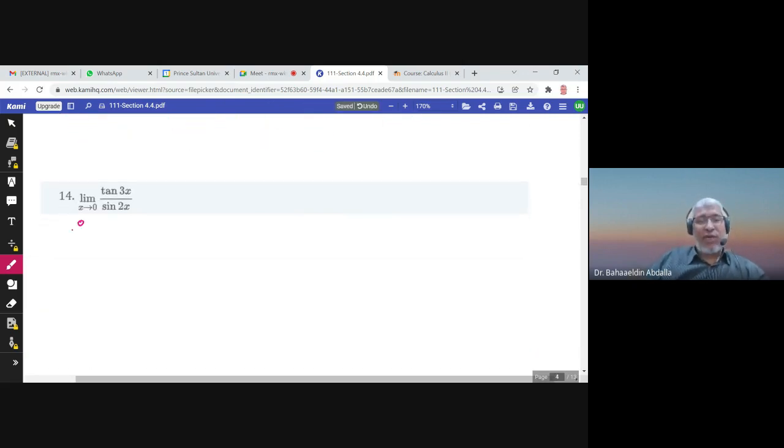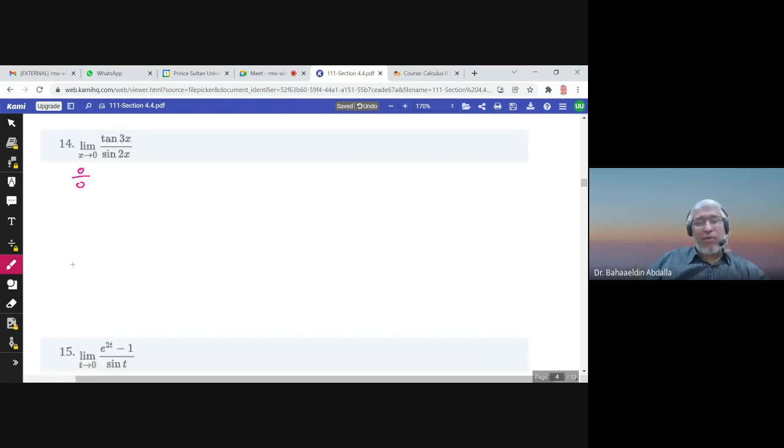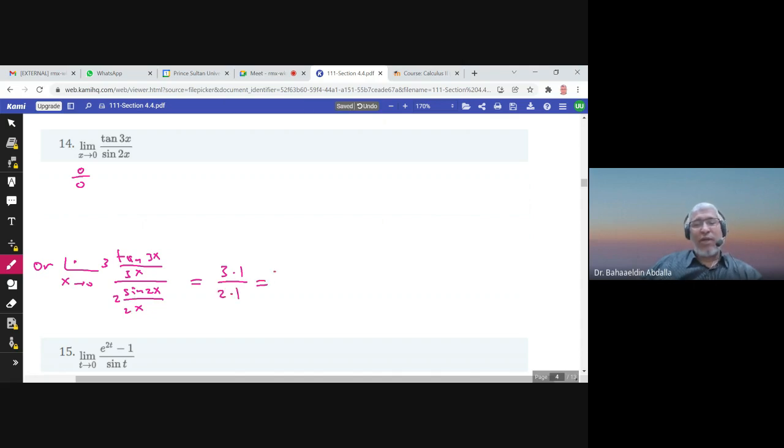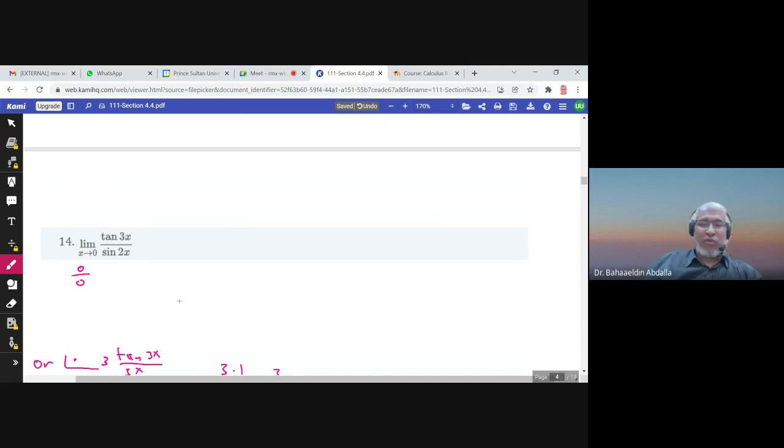Tan 0 is 0, sine 0 is 0. We had a method before to solve this problem. We said that to solve this problem, we divide by x in the numerator and in the denominator. And then we multiply by 3 over 3 and 2 over 2. Because we know that limit tan 3x over 3x is 1, and limit sine 2x over 2x is 1. So the answer would be 3 over 2.